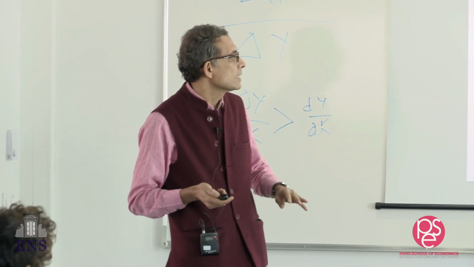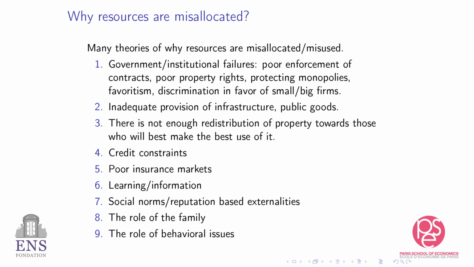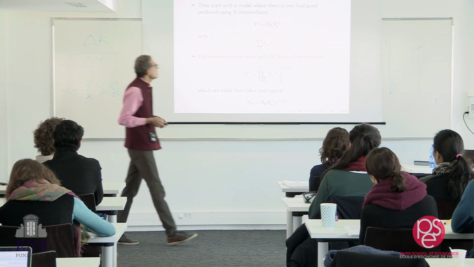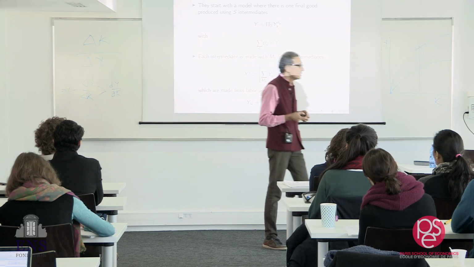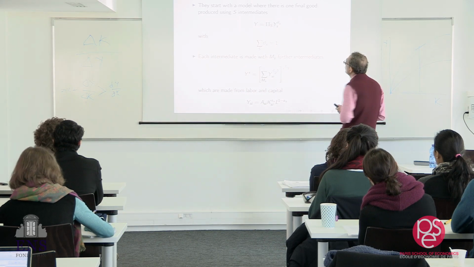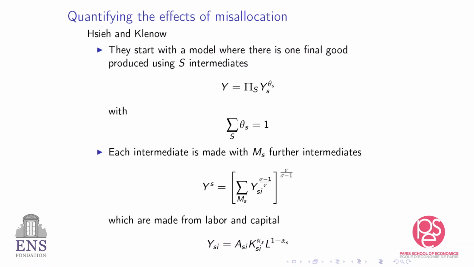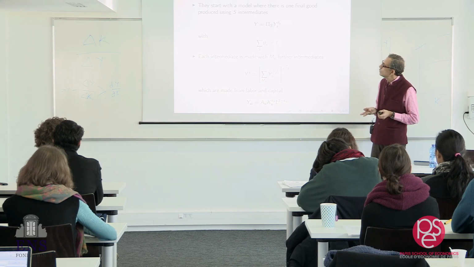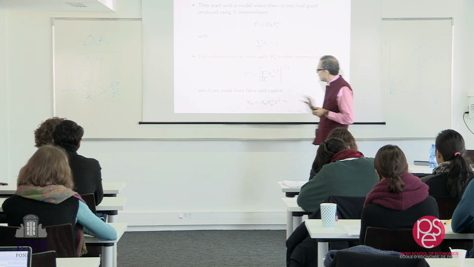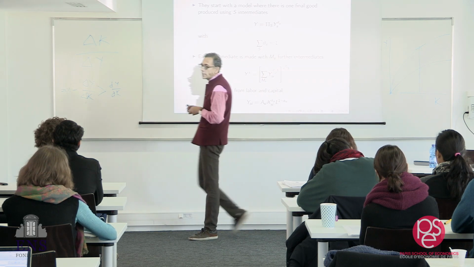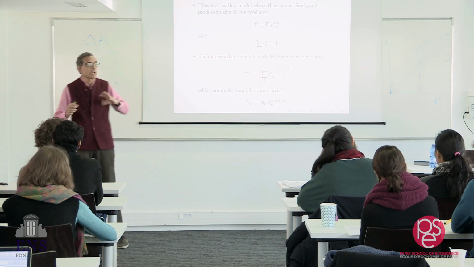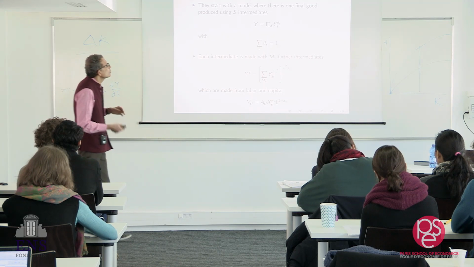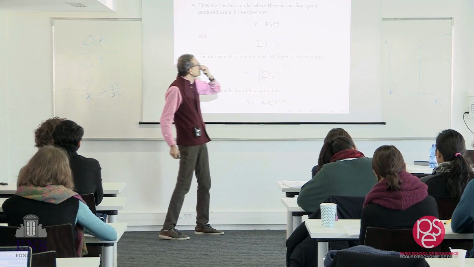I'm going to skip this. This is just why this could happen, and you've seen some of it, so I'm going to skip this. So this is Hsieh and Klenow in the American Economic Review. I think it's a very nice paper, but as I said, very dense, and I'll try to spell out what they're trying to do. Some of it is just boilerplate, and you get used to it once you do macro.